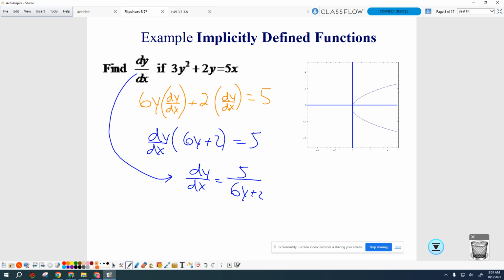So here, the slope didn't depend on x at all. The slope depended on what the y value was. If the y value was positive, it did this. If the y value was negative, it did that. Yeah?